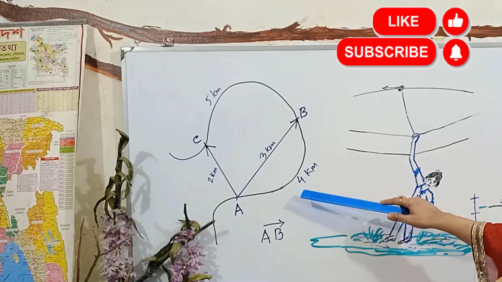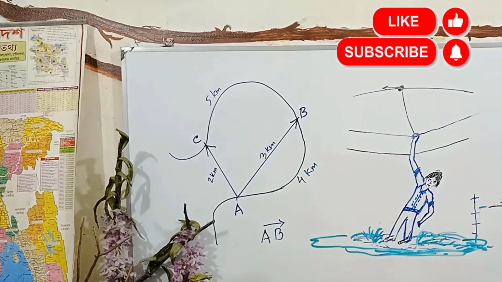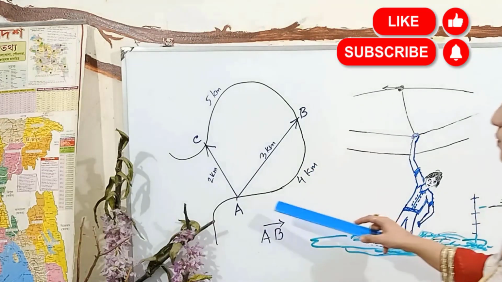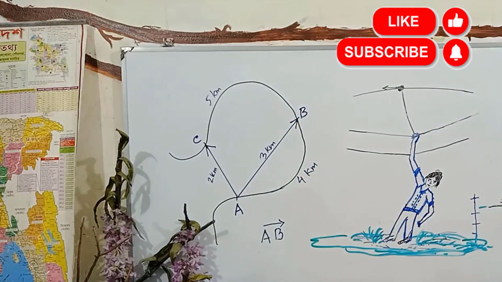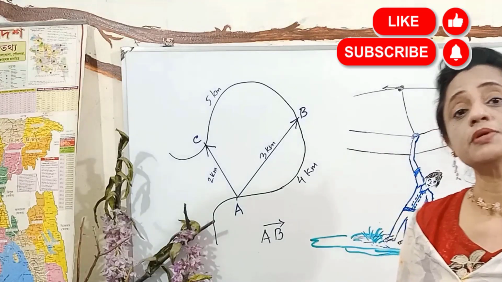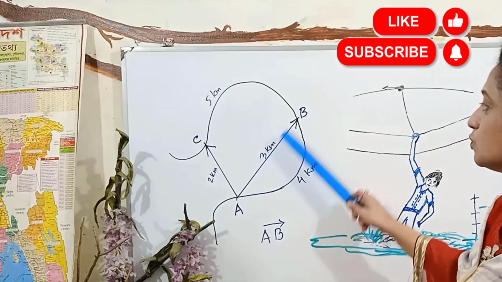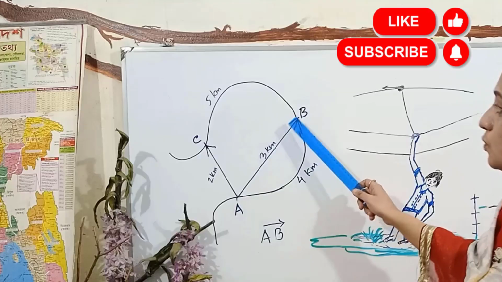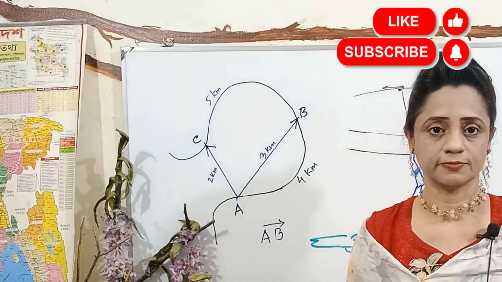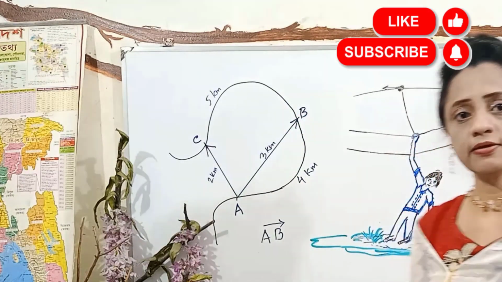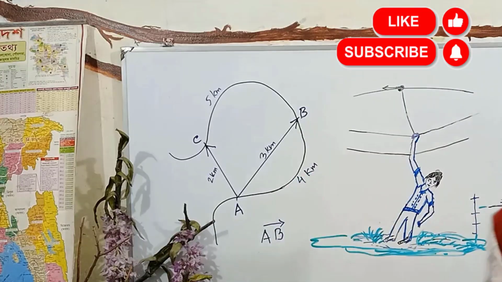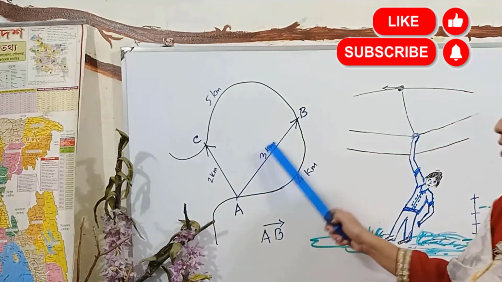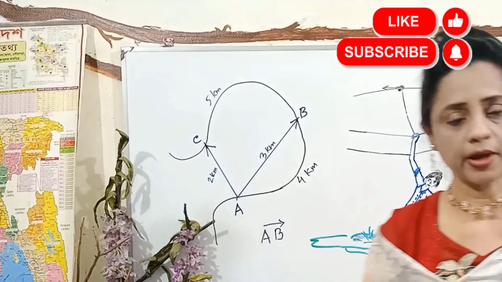So here the distance is 4 km along this hilly road. What about displacement? Displacement is the straight line from point A to B, and the direction is from A to B, that is 3 km. So distance is 4 km and displacement is 3 km. I hope I can make you understand.